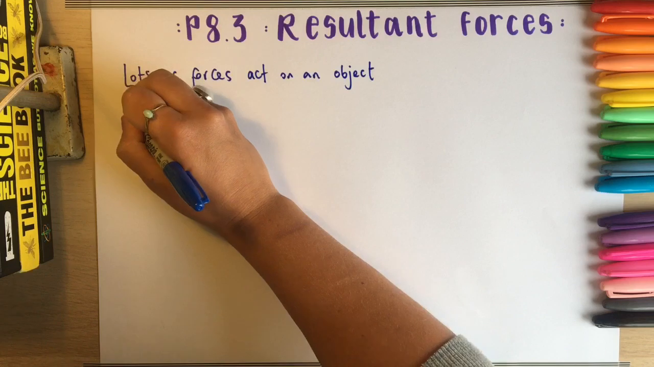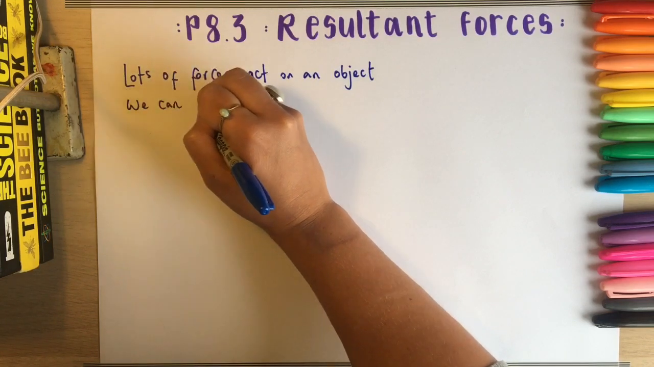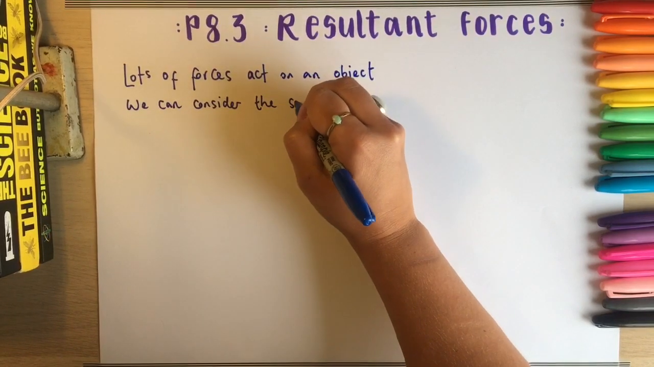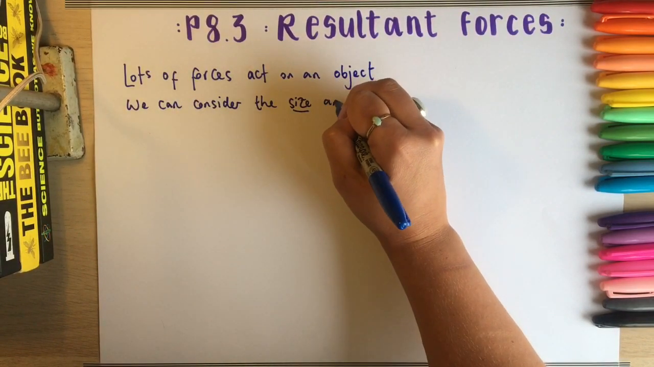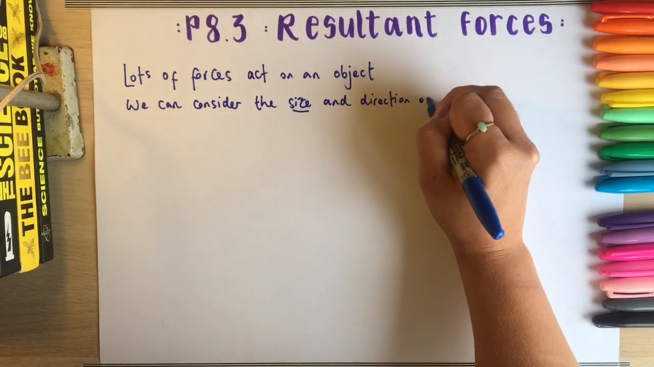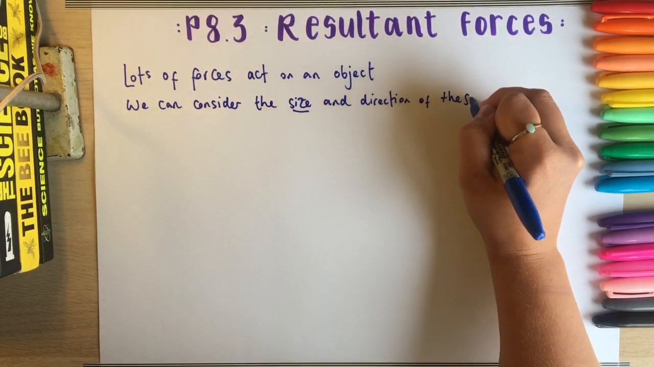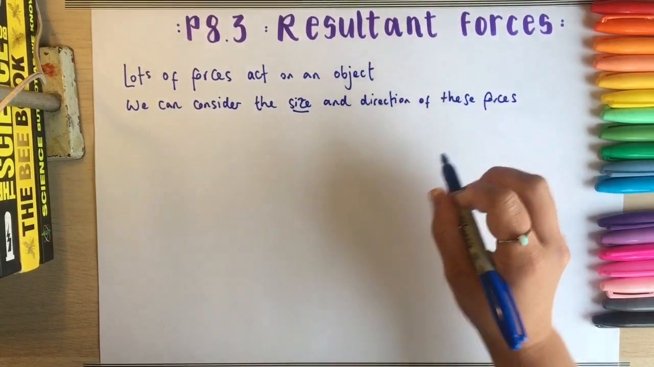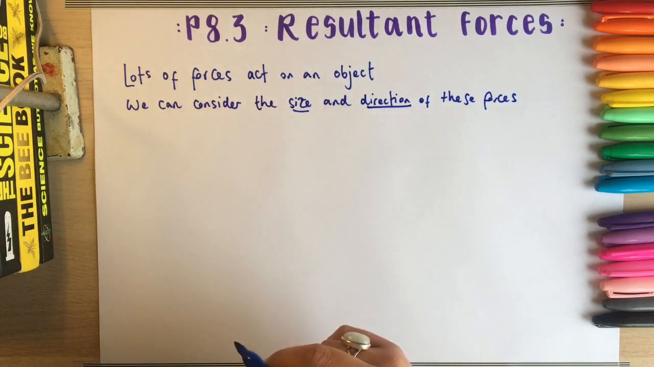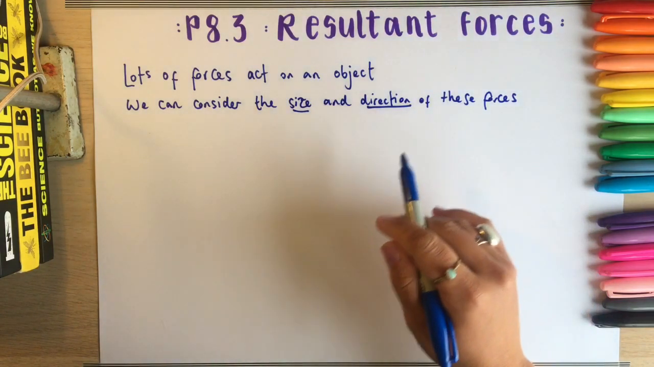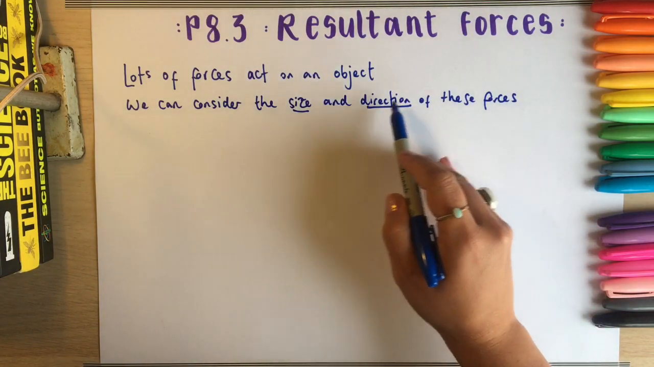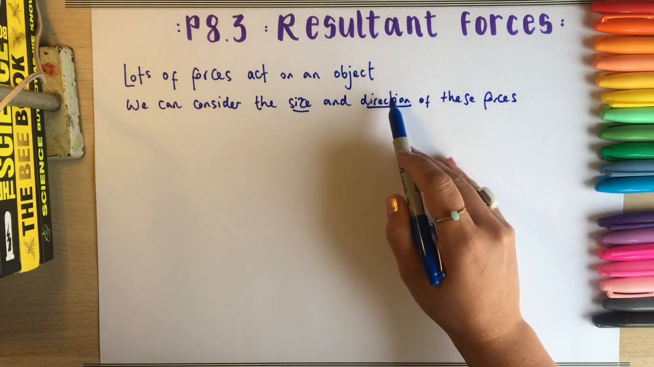So we can consider the size and direction of the forces. And so let's remember, if it has size and direction, then that means it's a vector quantity. We did that in the first lesson of this topic. So remember that force is a vector, which means that direction matters.